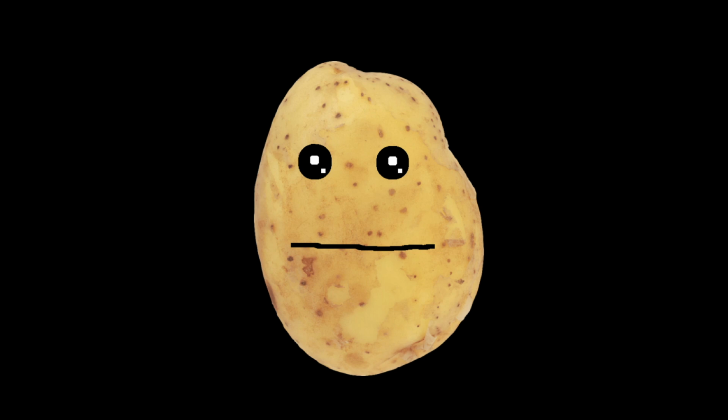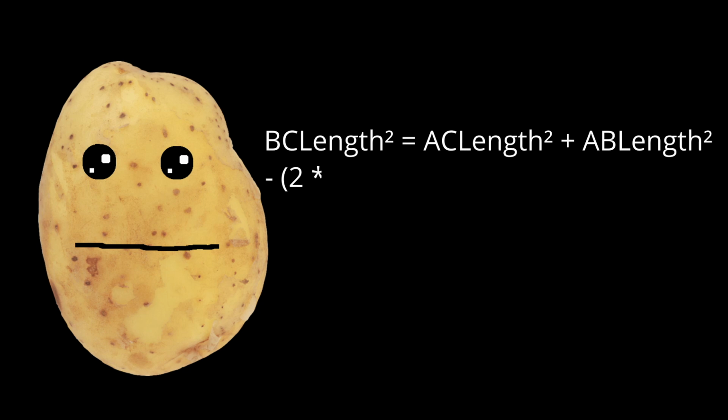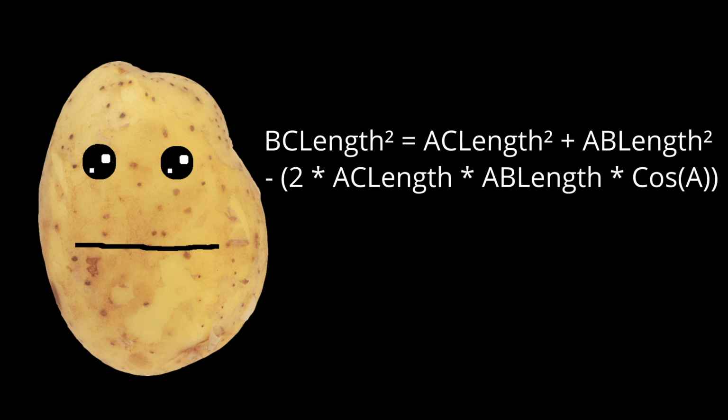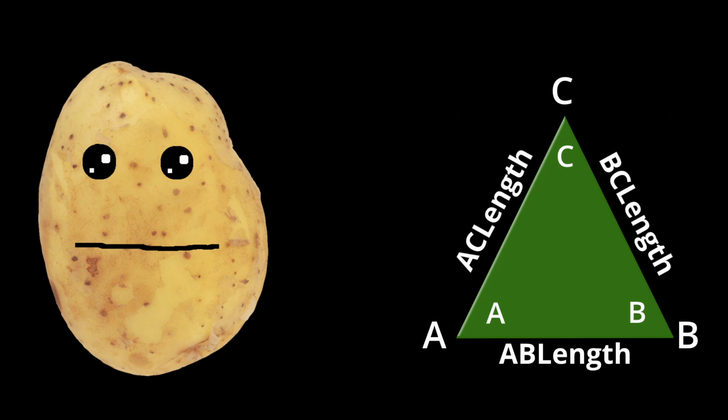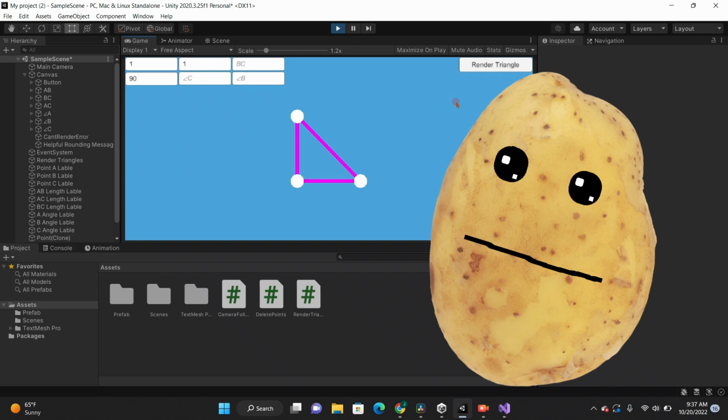So I rearranged the law of sines function and got this equation. BC length squared equals AC length squared plus AB length squared minus 2 times AC length times AB length times the cosine of A angle. These values obviously change depending on which side you're solving for. I converted the equation into code and then ran the SSS function afterwards. I tested this by making the angle 90 degrees, and sure enough I always got right triangles rendered.